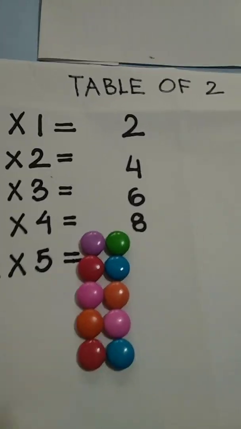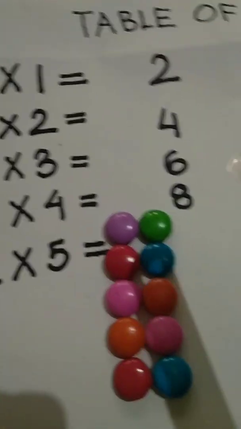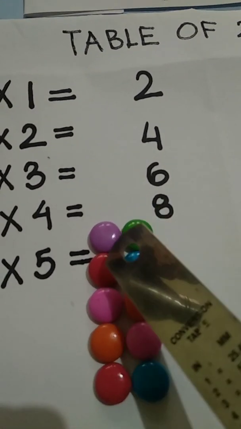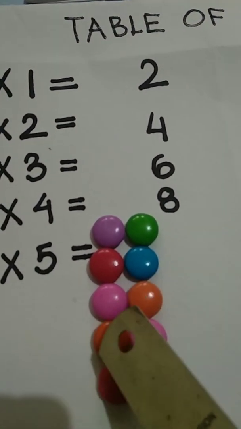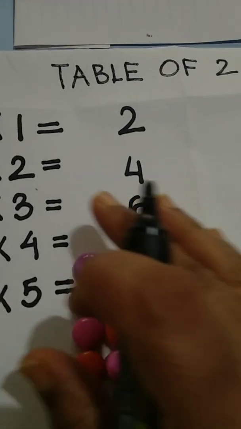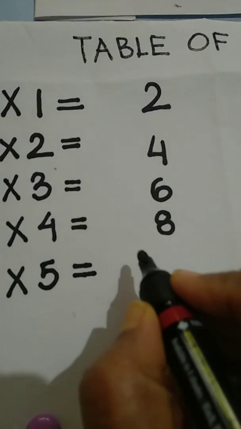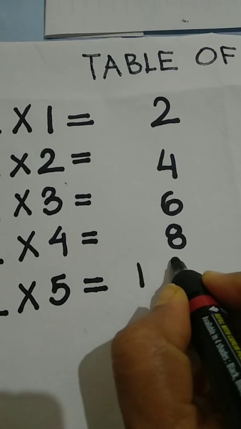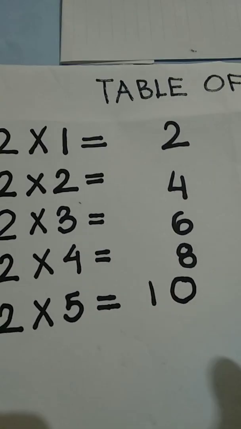Now let us count the number of gems we have got here. 1, 2, 3, 4, 5, 6, 7, 8, 9, 10. So 2 fives are 10. 2 fives are 10.